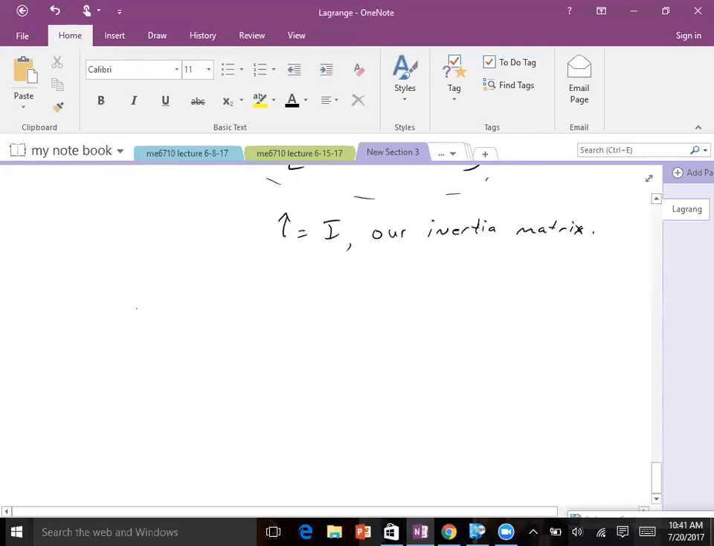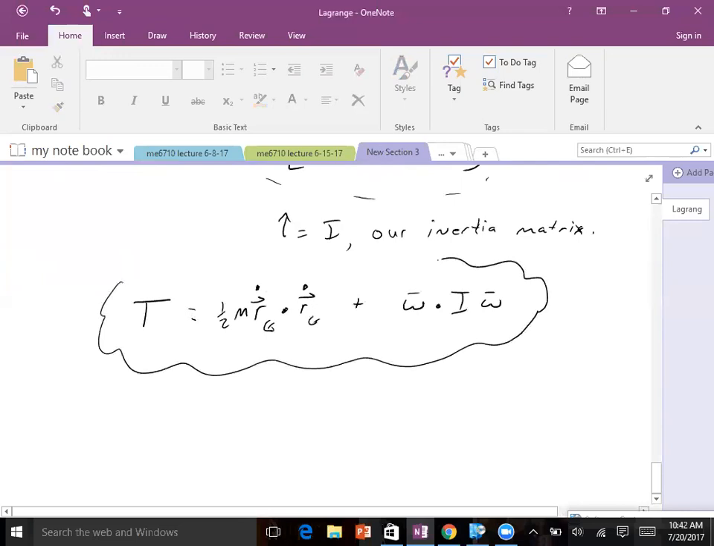All right, so when you pull all this together, and here's why I did this, that says that T is 1/2 M rG dotted with rG. That now looks like I've gone to a lowercase g. Not sure why. Yeah, same g. Plus omega dot I omega. I'm going to put this in a cloud because it's very important.